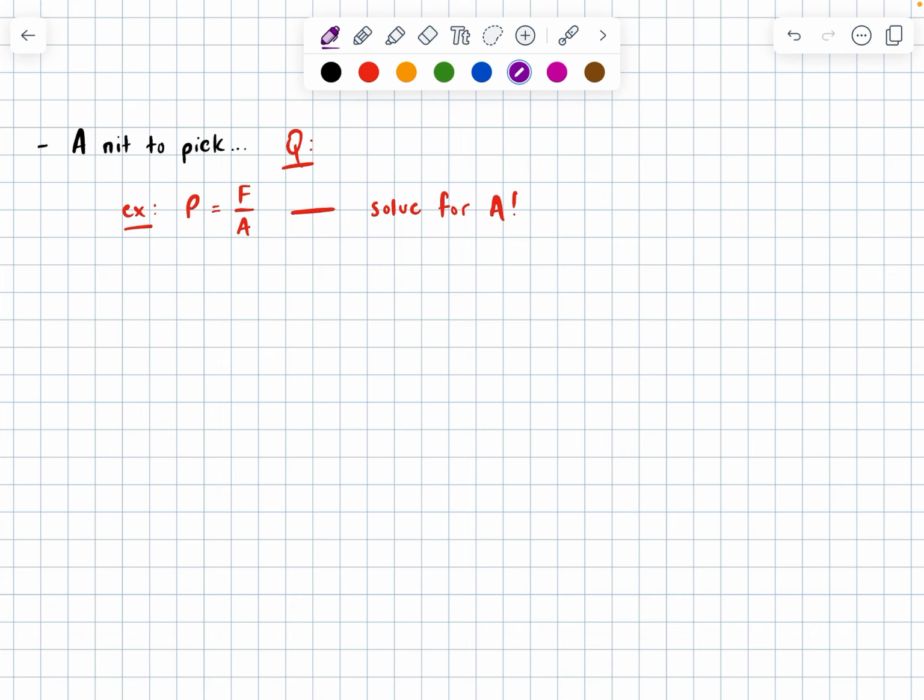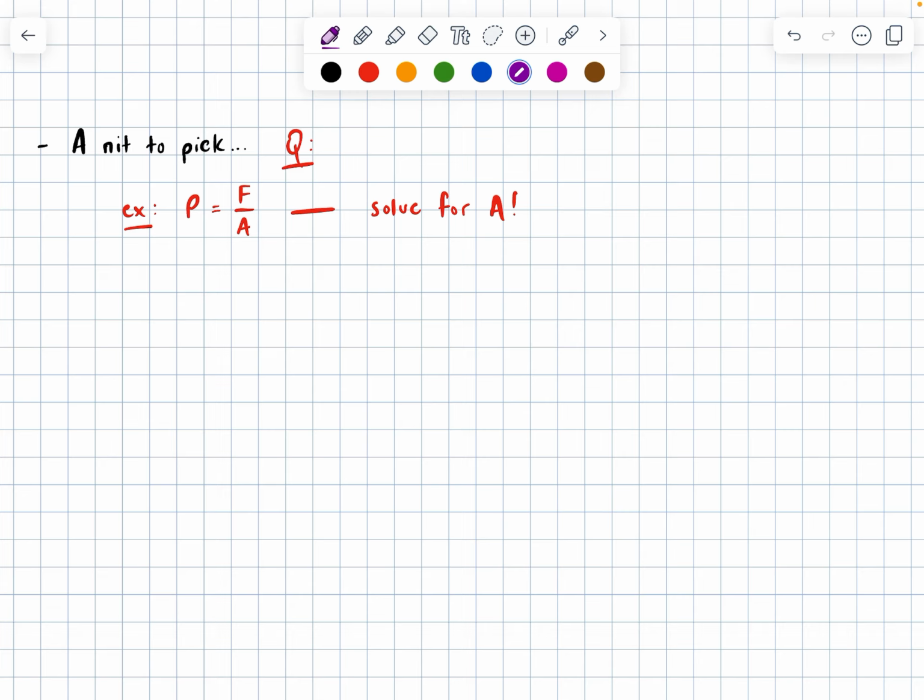For example, take something like this, P equals F over A. This is actually a physics equation. Pressure is equal to force divided by area. So if I want to find the pressure applied on a surface, I take the force that I apply to it, I divide it by its area, then that will give me the amount of pressure.